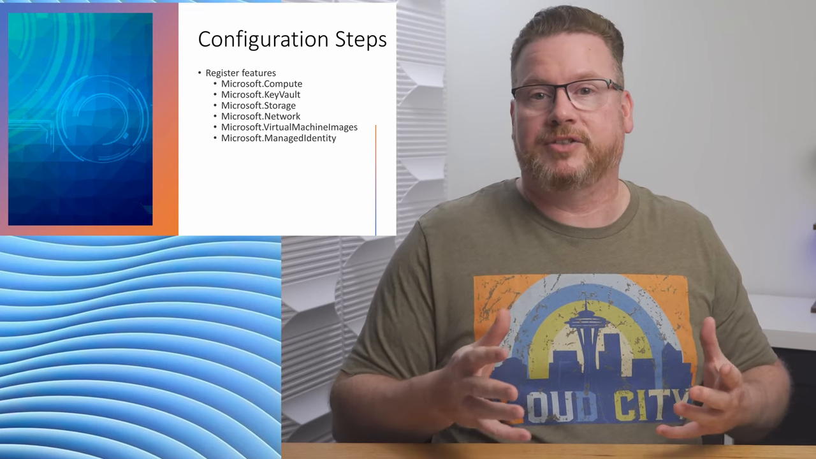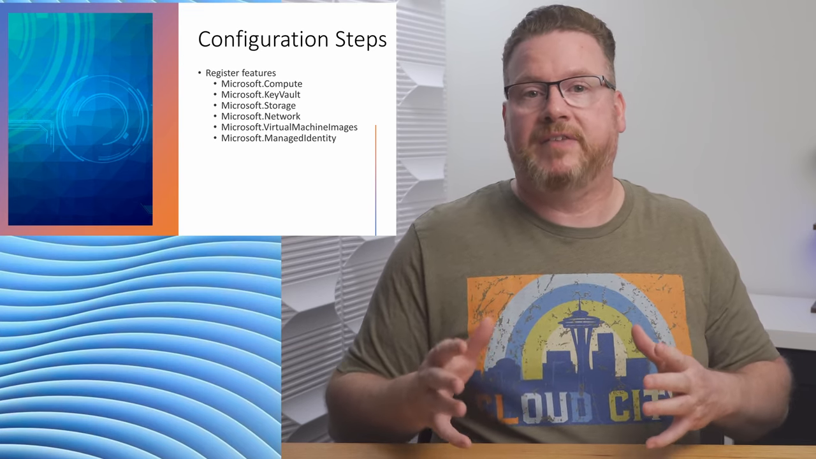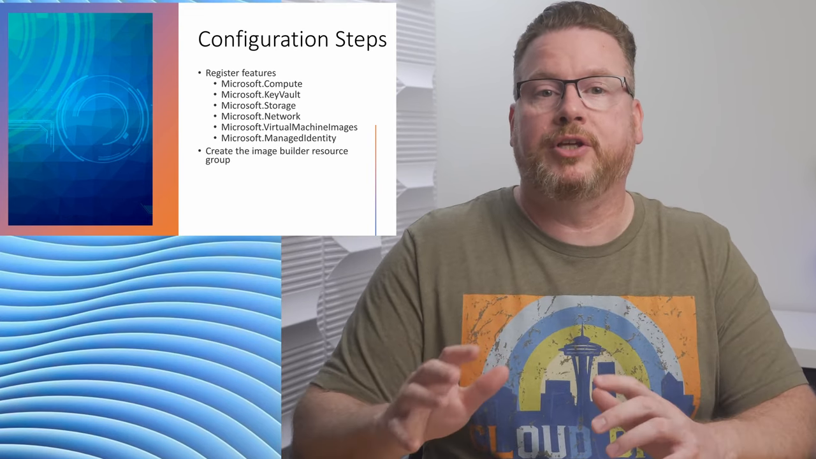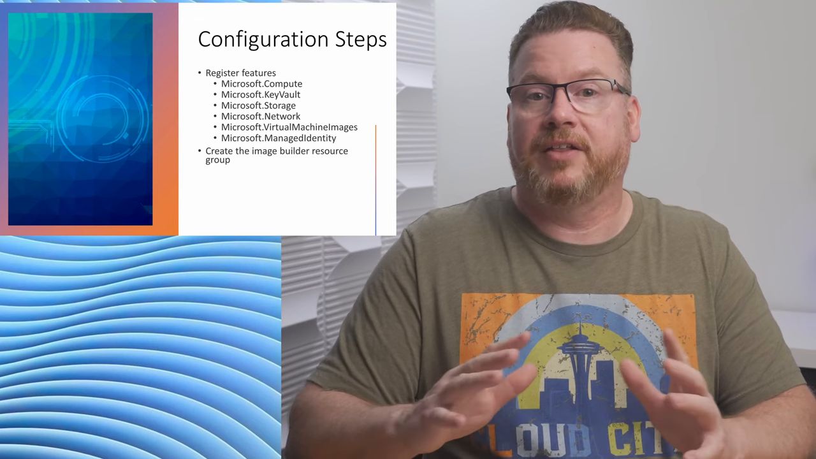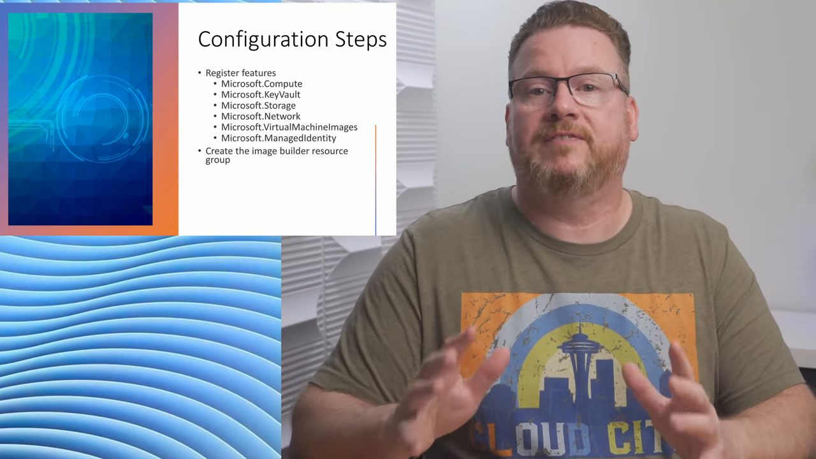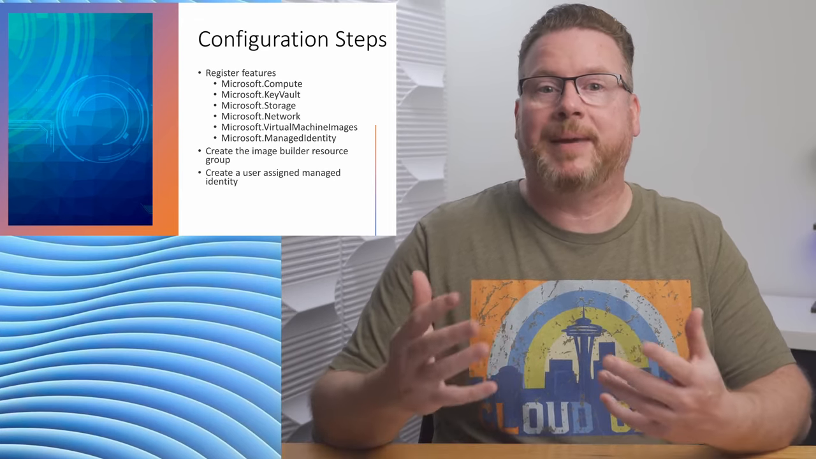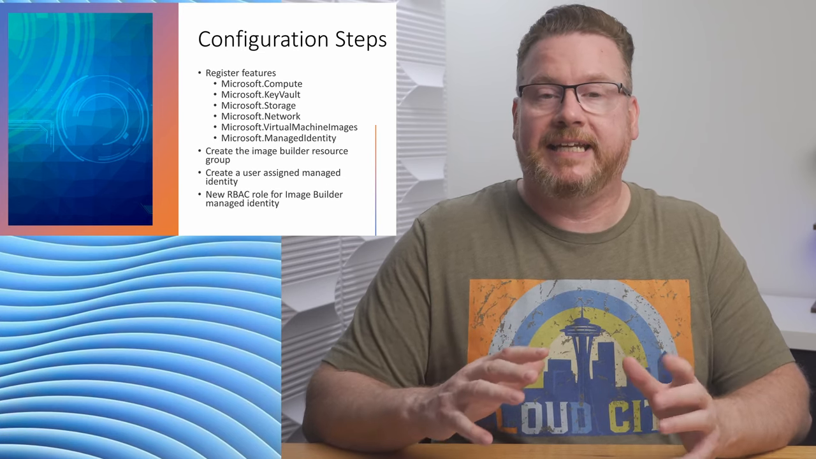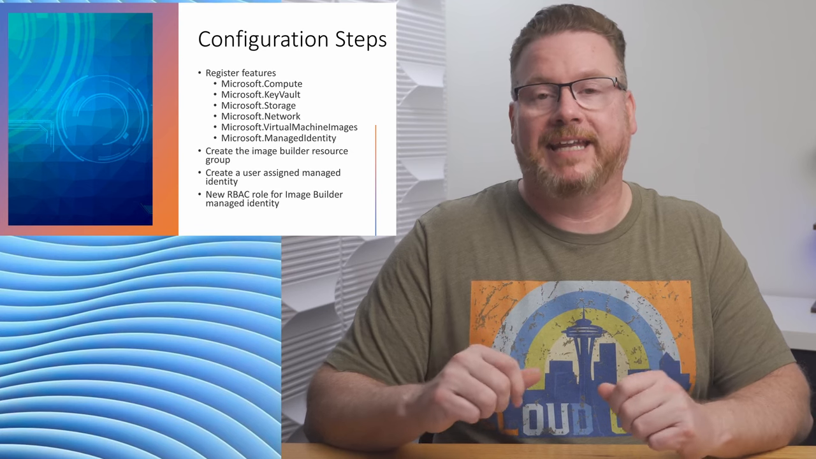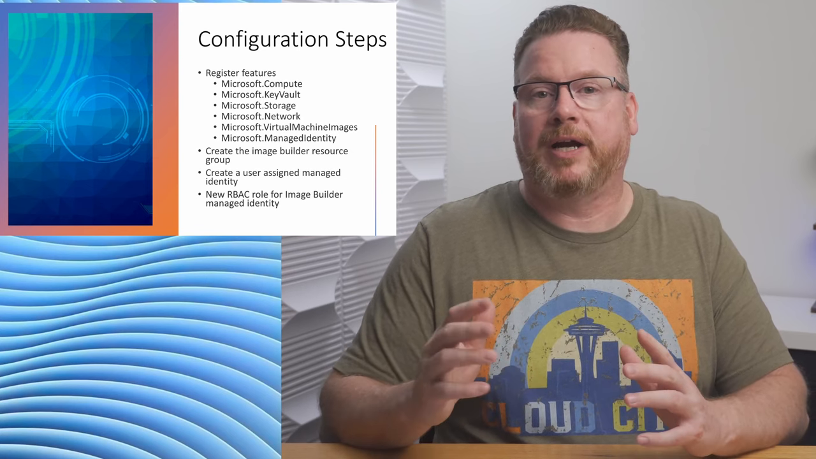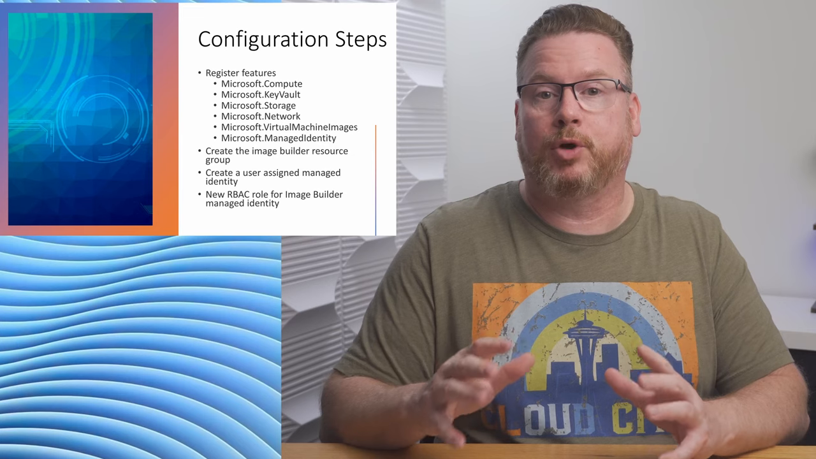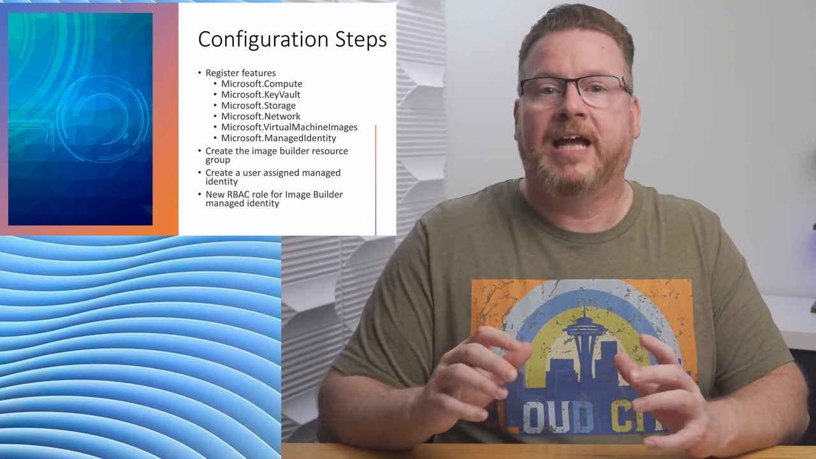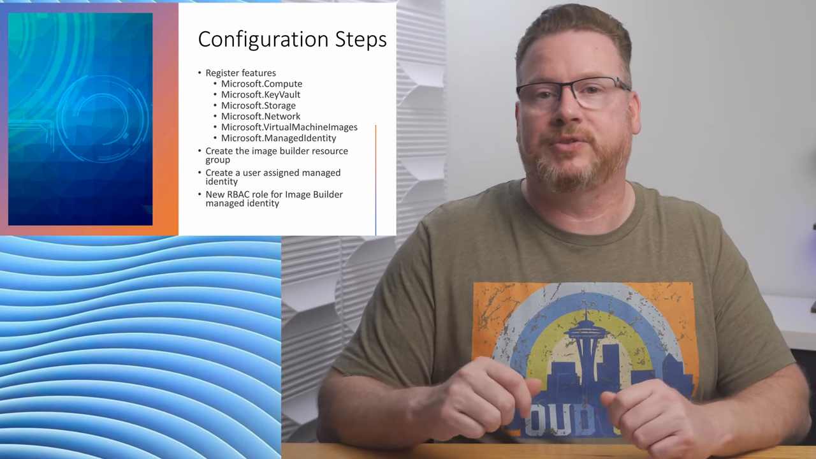The features are on the screen. All these features must be available on the subscription for Image Builder to work. Next, we create a resource group for the user assigned managed identity and other artifacts from the build, including the final managed image. Then we create the managed identity and a new RBAC role. The new role gives the identity rights to create the image and add it to the resource group. These steps require PowerShell and a JSON template for the role permissions. It only needs to be created once on each subscription. I have a link below for code that walks through the steps.